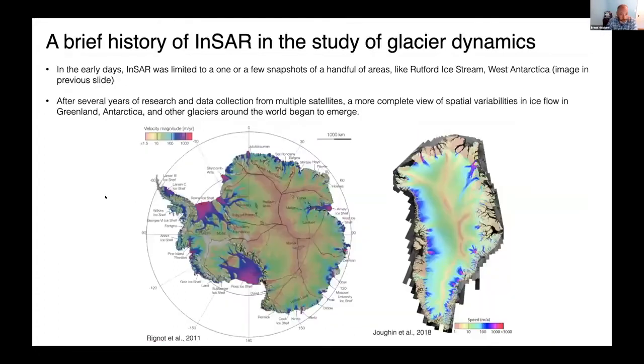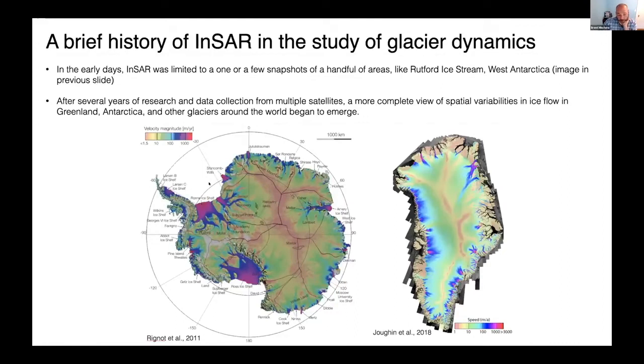So in the early days, InSAR was limited to one or a few snapshots in a handful of areas like Rutherford Ice Stream that we just showed in this particular image. But after several years of research, data collection, lots of satellites and so forth, a more complete view of the spatial variability of ice flow in Greenland, Antarctica, and other glaciers around the world started to emerge.